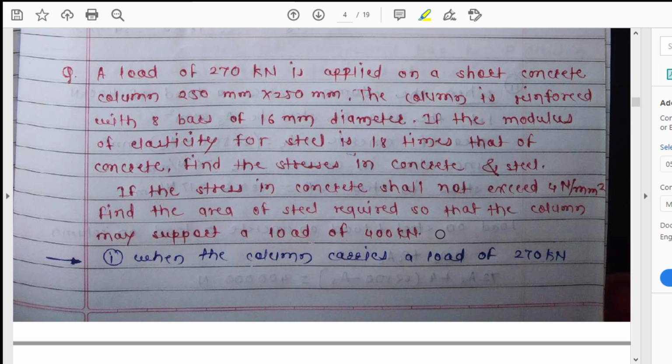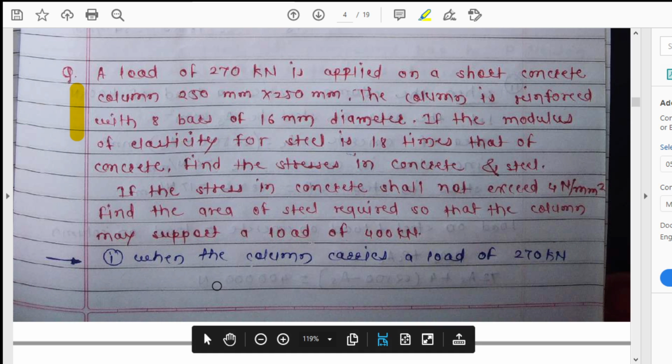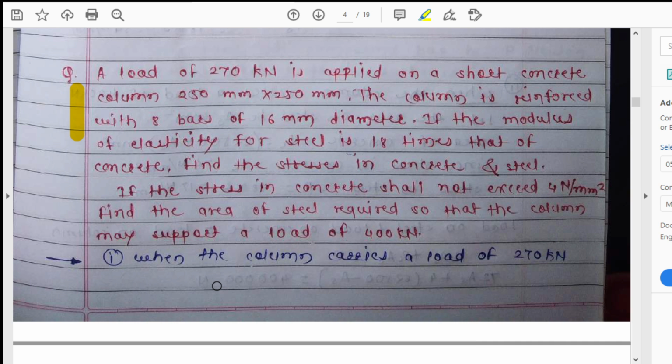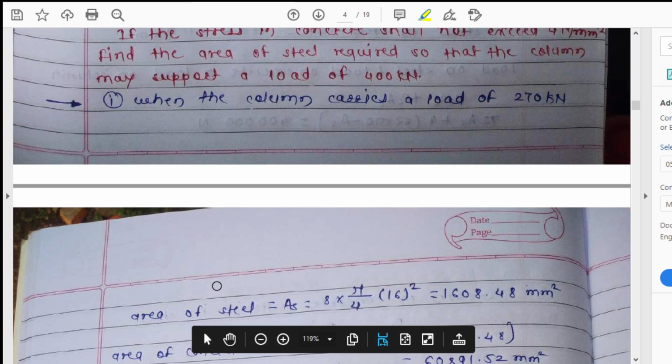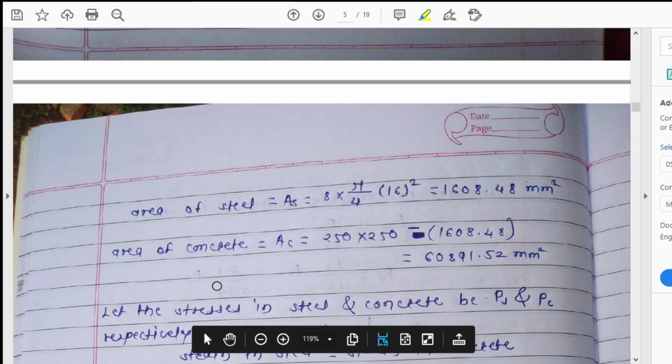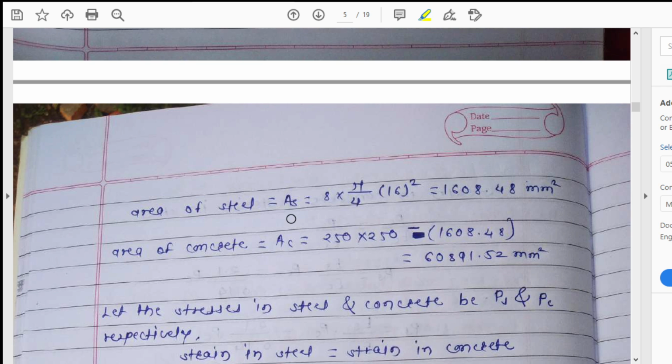Now for the first condition, up to this part we'll find out the stress in concrete and steel. First, when the column carries a load of 270 kilonewtons. For this case, the area of steel will be, as they have given 8 numbers of bars, 8 into pi by 4 into 16 squared.